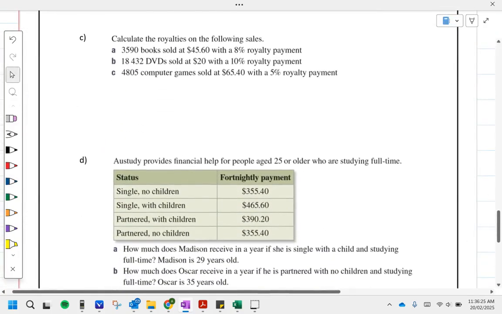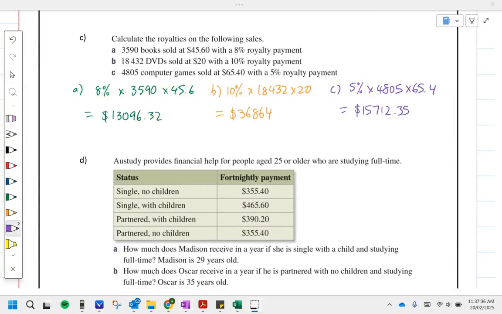All right, why don't you pause the video? Have a go with C. All right, here are the answers. So for question A, we're just multiplying everything. 8% times 3590 times 45.6 is $13,096.32. Question B, multiply everything. 10% times 18,432 times 20 is $36,864. And for question C, it's $15,712.35.